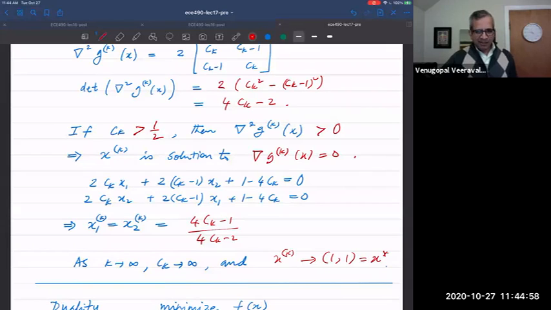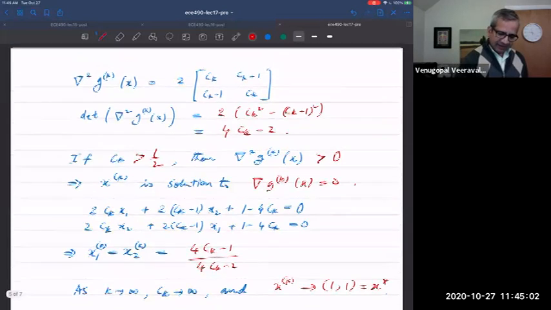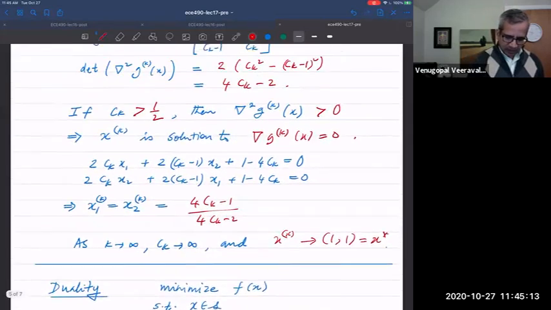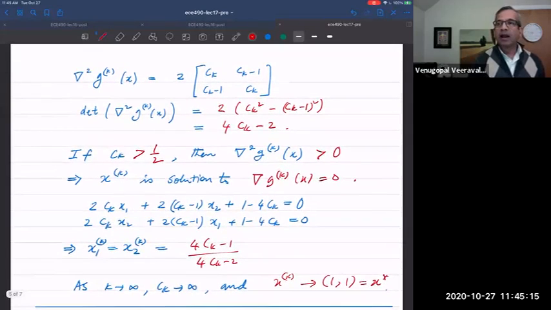Again, this is a simple example, which is why we could easily show this. But in general, you can just call on the theorem we just proved. All right. So, any questions about barrier and penalty functions?